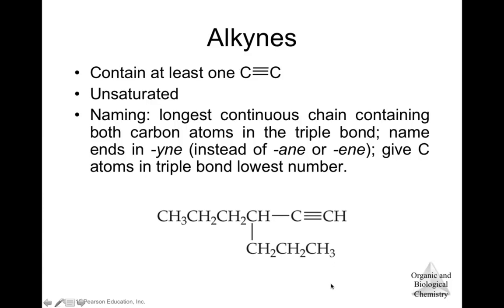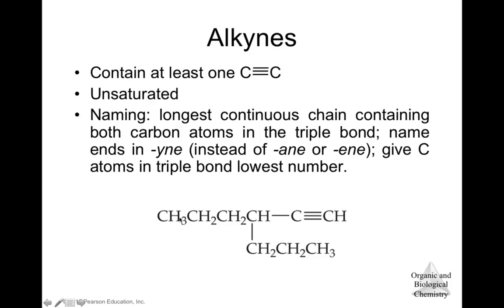So here we have an example. Here we can have two chains. Actually, we can have just one really long chain. This one is 1, 2, 3, 4, 5, 6, 7, and this one is 1, 2, 3, 4, 5, 6. So even though we have a chain that has a larger number, with 7 carbons, we need to choose this one because the rule says that the triple bond needs to be part of the longest continuous chain.